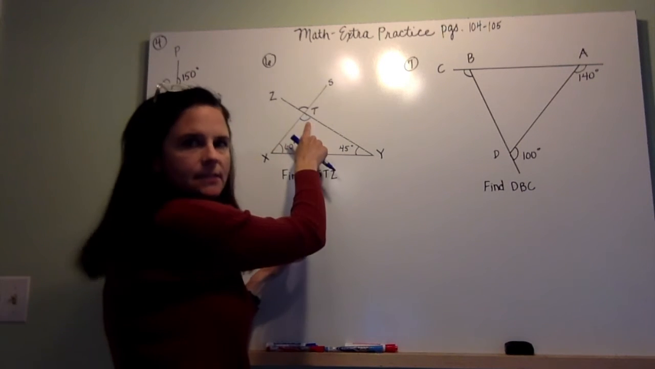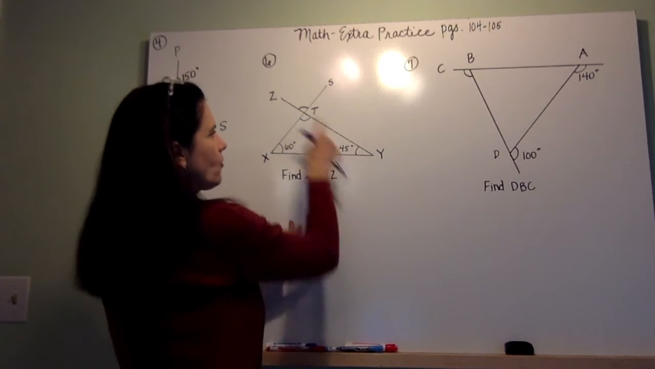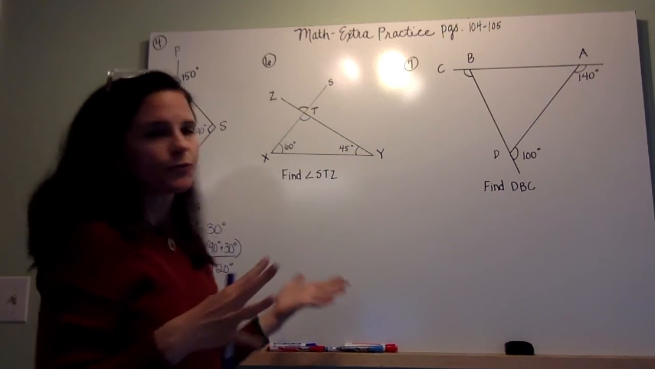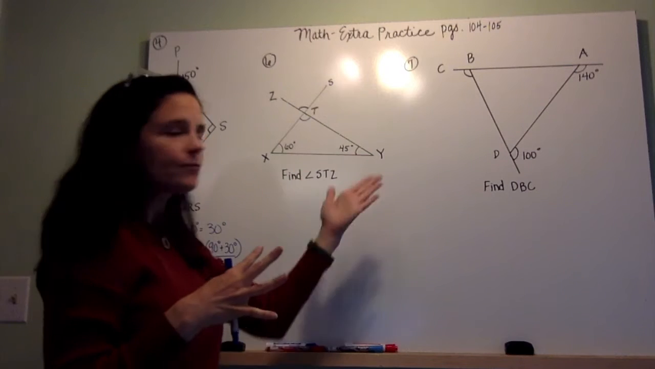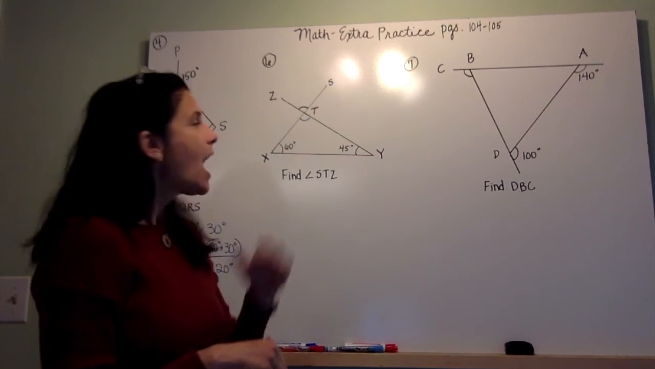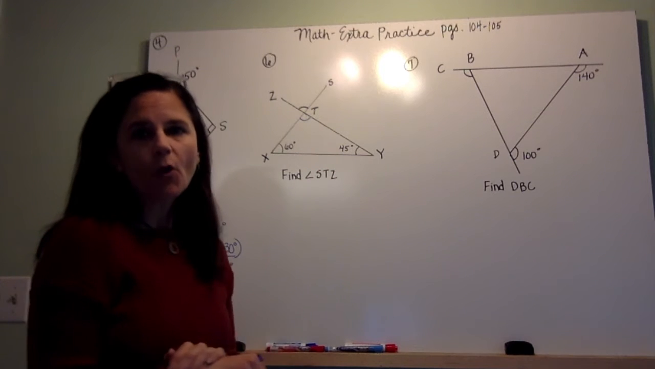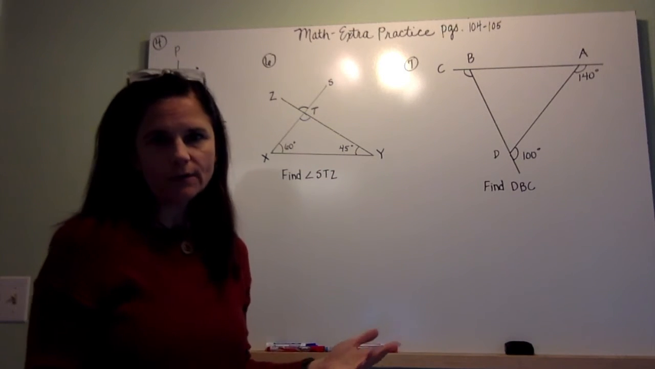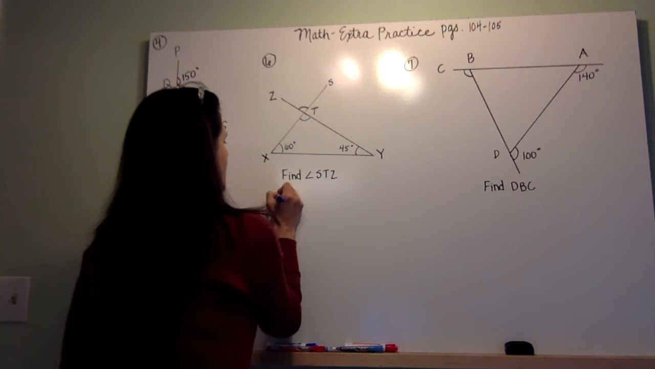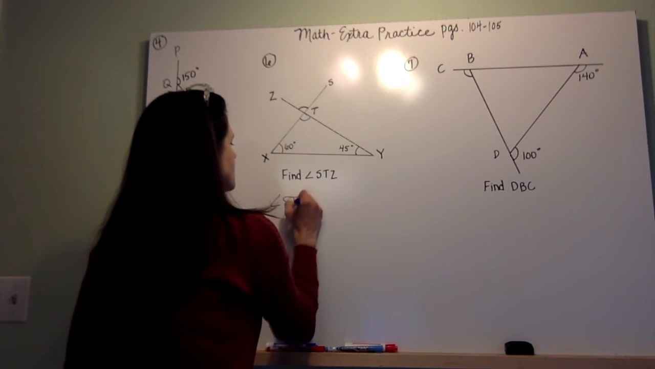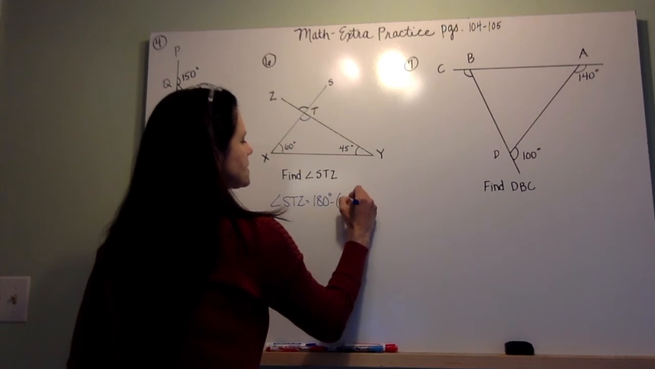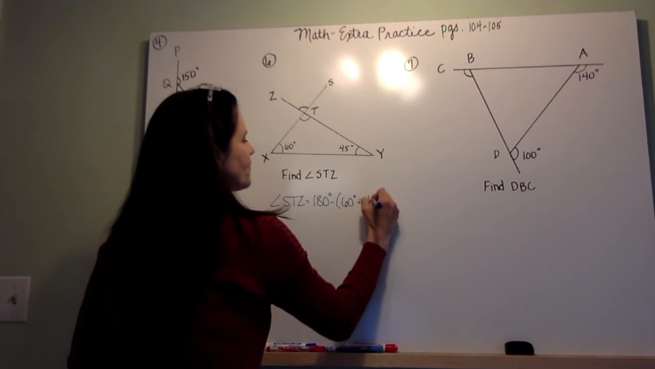So how do I find this angle? Well, again, here's your triangle, and the sum of all three angles of a triangle is 180 degrees. If I have two of the three angles, two parts, and I know my whole, 180 degrees, I can subtract the sum of those two parts from the whole to find the missing part. So this one's pretty straightforward, I would say. Angle STZ is equal to 180 degrees minus (60 plus 45 degrees).